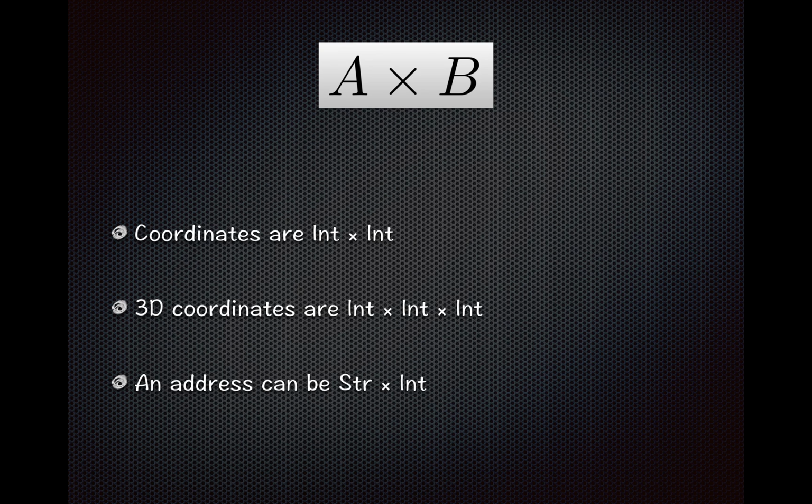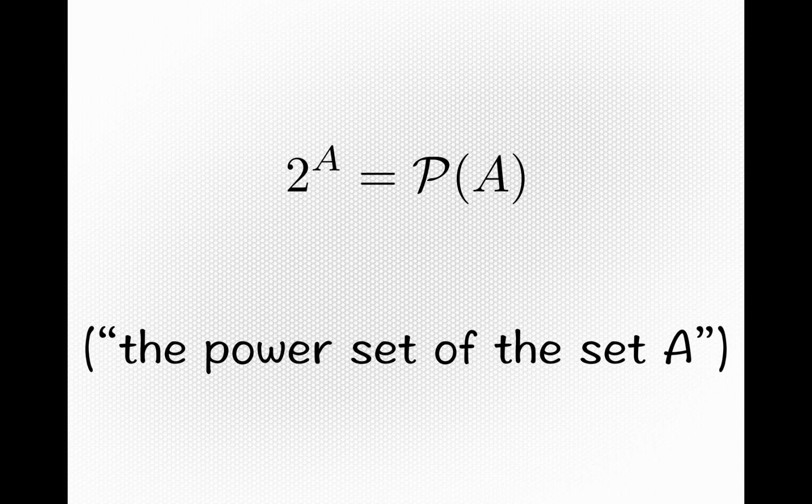Examples of a Cartesian product are coordinates, for example. If you're talking about a point with an x coordinate and a y coordinate, this is basically an int times int type. Then 3D coordinates is of course int, int, int. If you have an address, it could be a string and an integer. And actually, Cartesian products are very useful to represent relations and functions, but that's for a different topic.